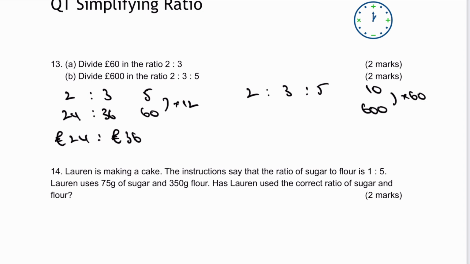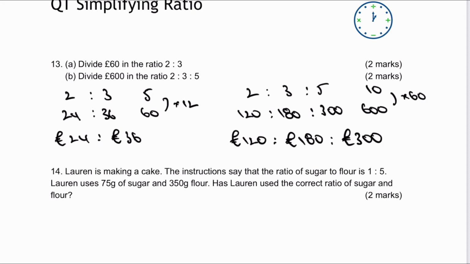So therefore, I multiply all of my numbers by 60, and I'm going to get 120 to 180 to 5 times 60, which is 300. So the answer to part B is going to be £120 to £180 to £300. Okay, and that would be the answer to 13.